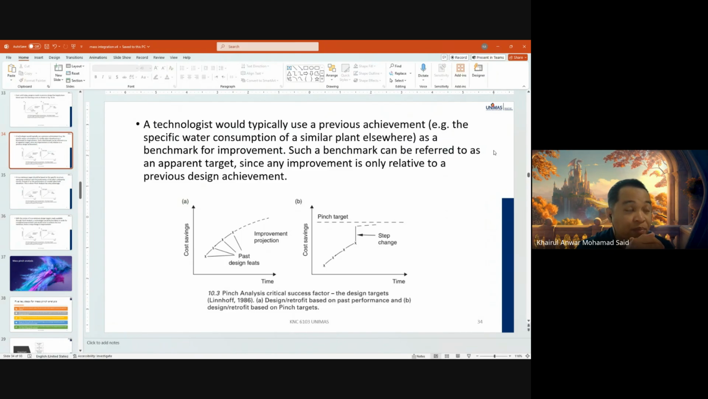So by doing the water pinch analysis, we can identify which process, which piping, which line within the process that we can apply one of the three: either direct reuse, regeneration reuse, or regeneration recycling.